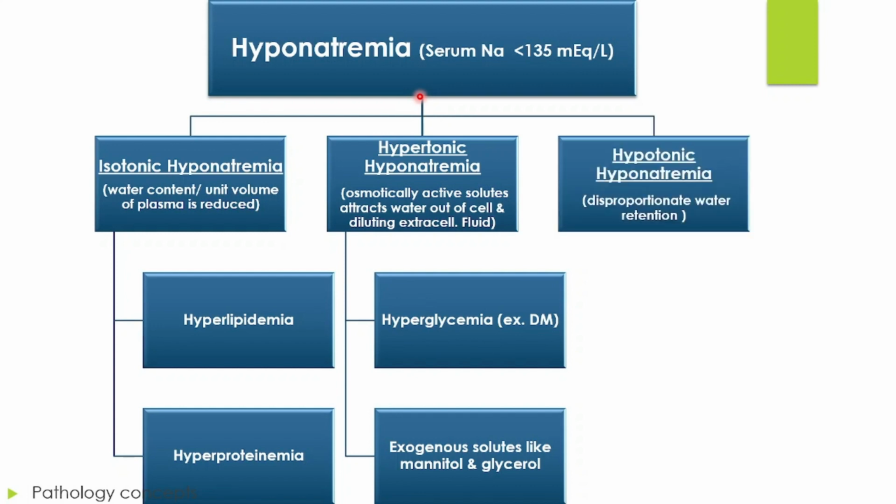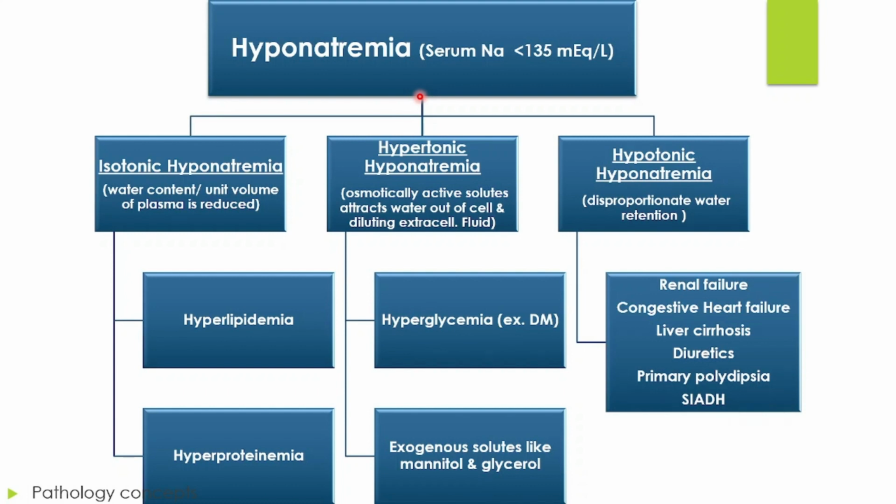And the third is hypotonic hyponatremia. When isotonic hyponatremia and hypertonic hyponatremia have been eliminated, it may be concluded that disproportionate water retention has occurred and that hypotonic hyponatremia is the result. So the causes of hypotonic hyponatremia are renal failure, congestive heart failure, liver cirrhosis, diuretics, primary polydipsia, and SIADH.